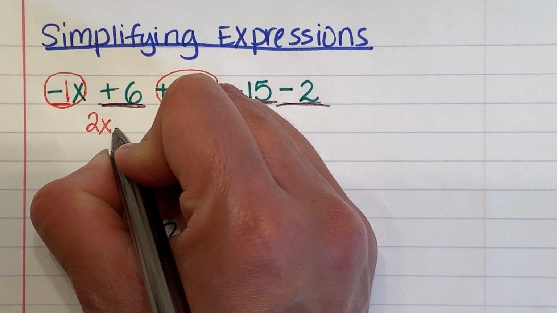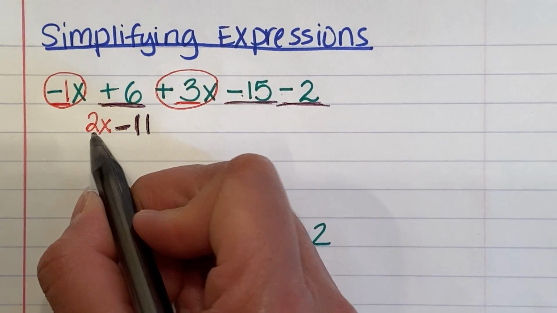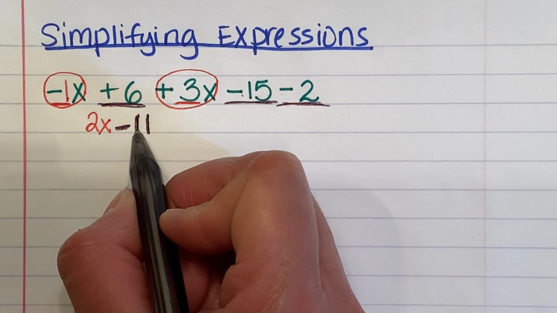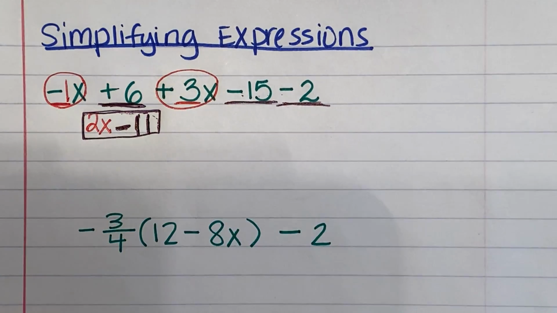So this should be a negative 11. And here, you cannot combine 2x and negative 11, so here you're done. 2x minus 11 is your final answer.